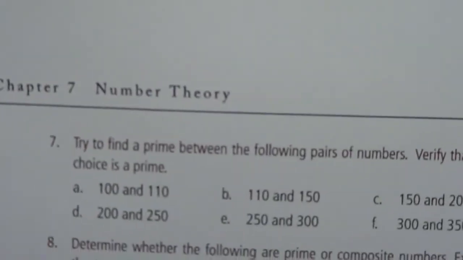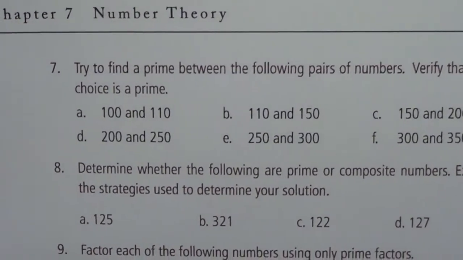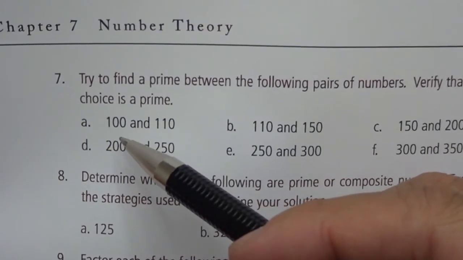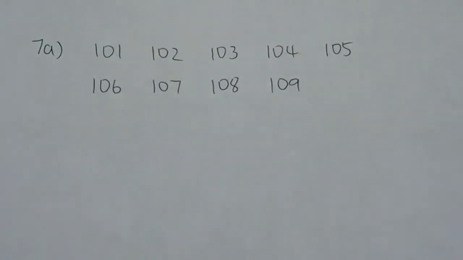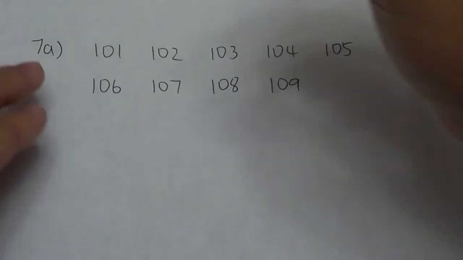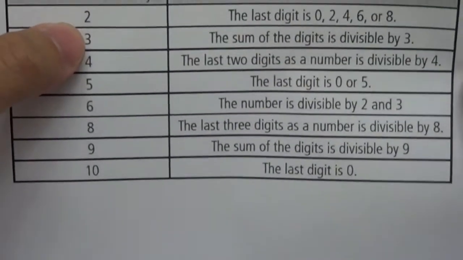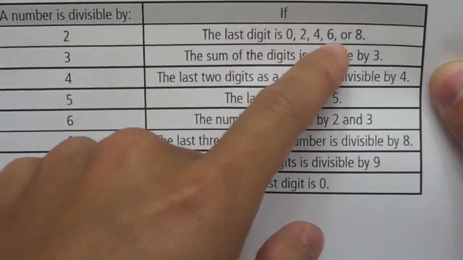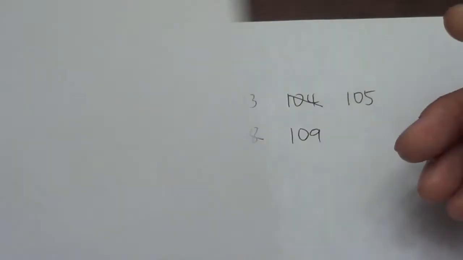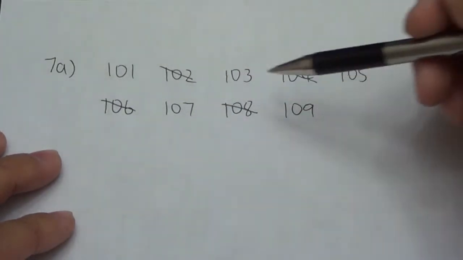Number 7, we are to find a prime number between the following pairs of numbers. We are supposed to do A, so between 100 and 110. I've listed out all the possible answers. Right away, we can eliminate all the even numbers because of the divisibility rule for number 2. Any even number, meaning it's ending in 0, 2, 4, 6, or 8, can be divided by 2. That leaves us with 101, 103, 105, 107, and 109.